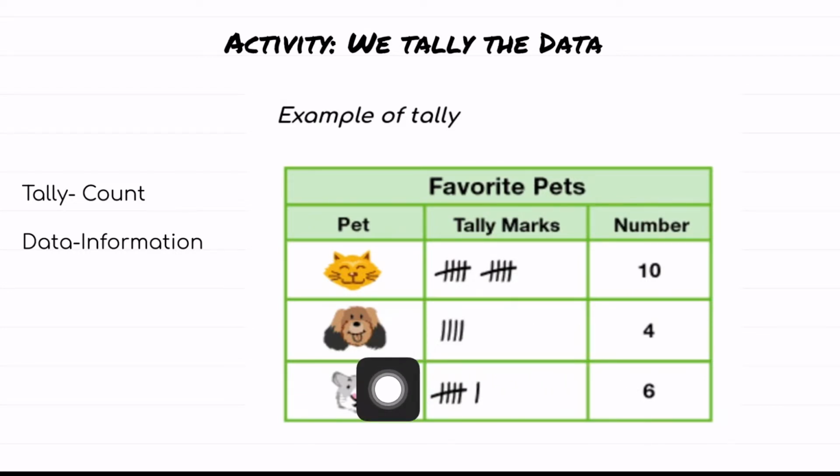How many, what is this? Dogs. How many dogs? There are 4 dogs. We will use tally marks and the number 4. And there are 6 rabbits. 6. Okay, so tally means count. Data means information. Clear?